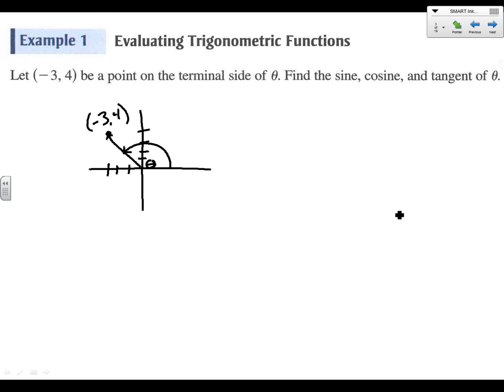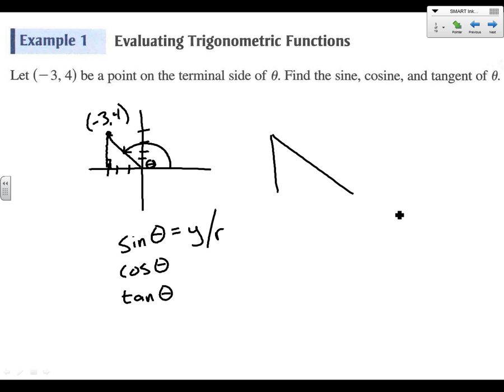All right, so our job is to find the sine of theta, the cosine of theta, and the tangent of theta. All right, well, we know that sine is our y value divided by our r value. Now, if we were on the unit circle, r would just be 1, and that'd be really nice and easy. But we don't have the unit circle, so we're going to have to figure out r. So what we're going to need to do is make a nice right triangle. And I'm going to redraw it over here so we don't have any other lines messing us up.